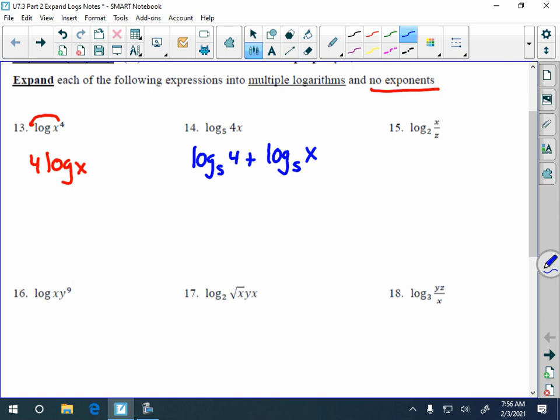15, log base 2 of x over z. So a fraction is going to expand to subtraction. Just like the reverse, subtraction will condense into a fraction. When we expand, fraction goes to subtraction. So log base 2 of x minus log base 2 of z. The numerator goes first, and then the denominator goes second.